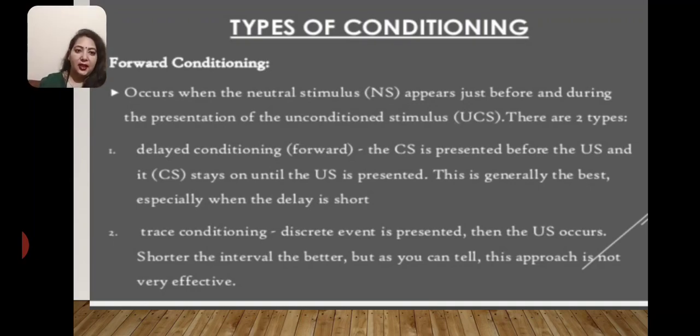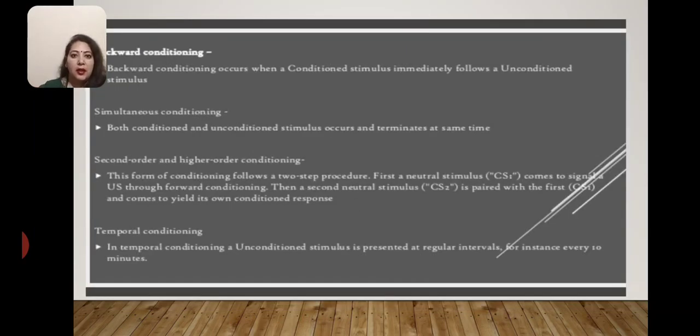Trace conditioning. A discrete event is presented, then the unconditioned stimulus occurs. The shorter the interval, the better, but as you can tell, this approach is not very effective. Backward conditioning also. Backward conditioning occurs when a conditioned stimulus immediately follows an unconditioned stimulus. Unconditioned stimulus means food here, if we are considering the same example we have just studied now.